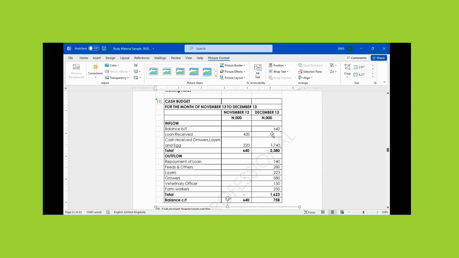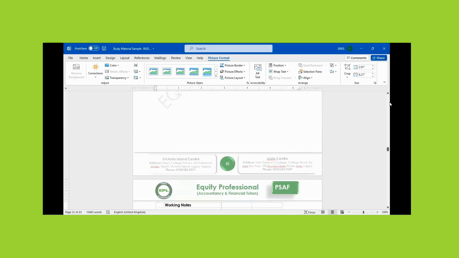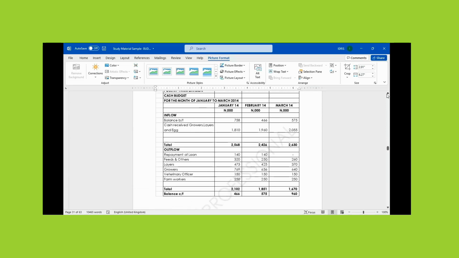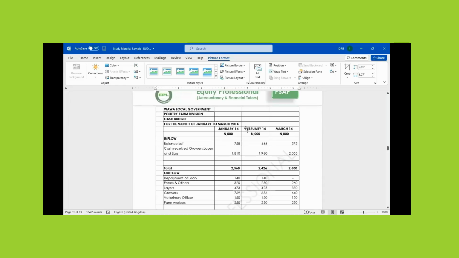Now, the cash received from January, February, and March, we take it to our main requirement, which is the cash budget we are asked to do, January, February, March 2014. We can see cash received from sales of grower, layers, and egg. The one of January, 1,810. The one of February, 1,960. The one of March, 2,055. We have input it inside the budget. That is working note 2. Is it clear enough?